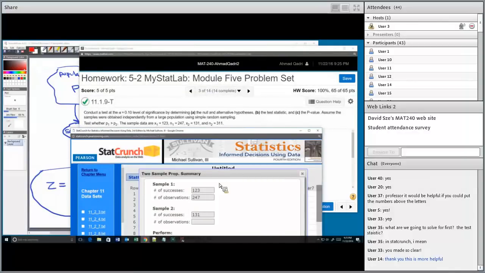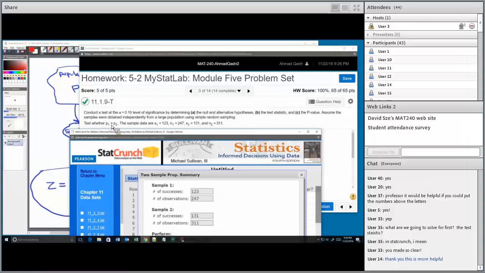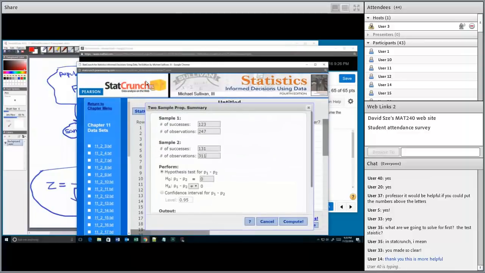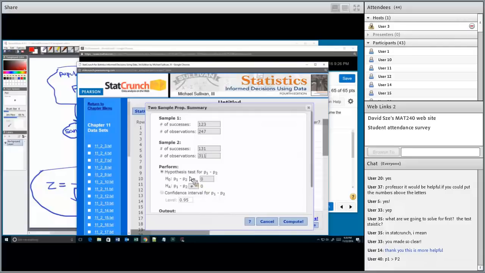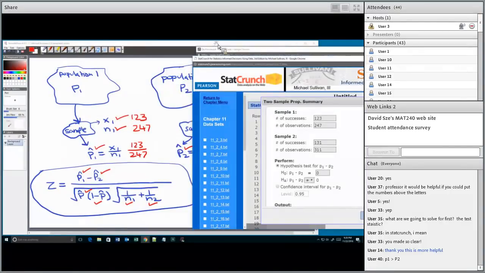And for sample two is 131 out of 311. Okay. And what is the alternative hypothesis here? They want you to use P1 is greater than P2, so make sure to change that. And by the way, they have given it differently. Probably should have talked about this before, but let me show you what that means.